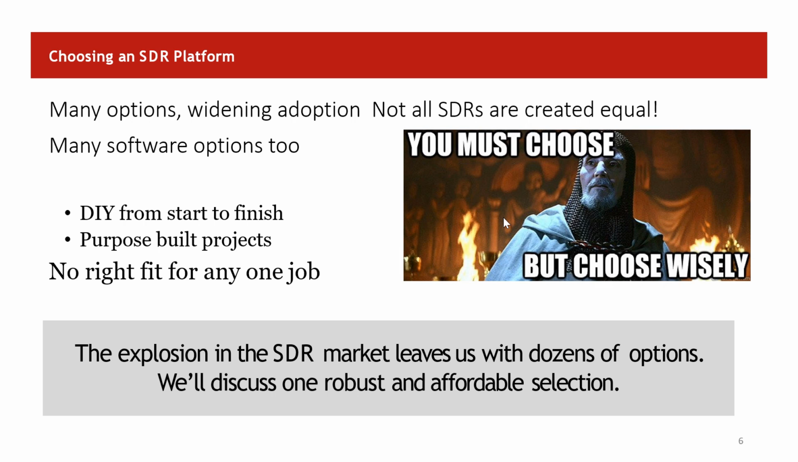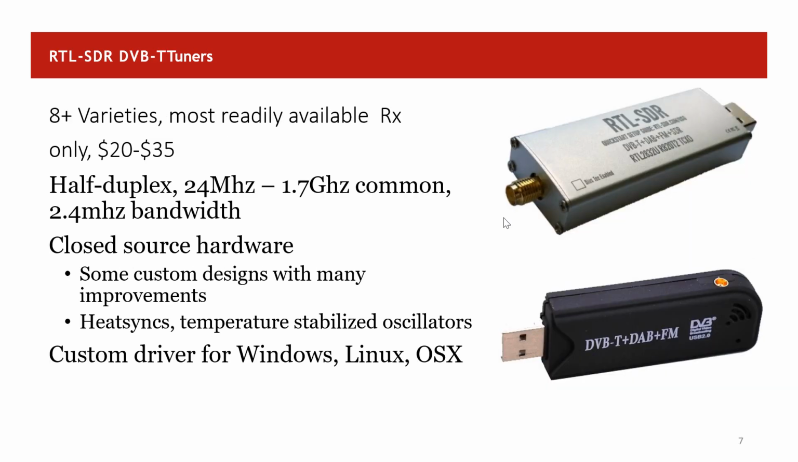So this is our RTL SDR which is available. The black one down here is the earlier version with the CRC9 port for the antenna, and the one above with the metallic covering provides a heatsink, with an SMA connector for the antenna. You will get it for 20 to $35, and it's basically half duplex working from 24 megahertz to 1.7 gigahertz, the common bandwidth which you can listen to. It's basically closed source hardware.